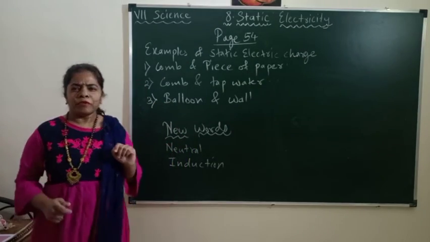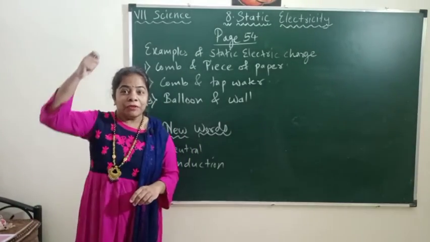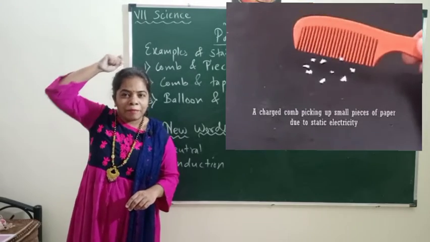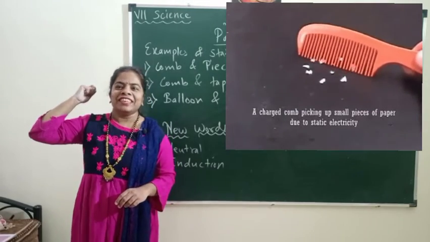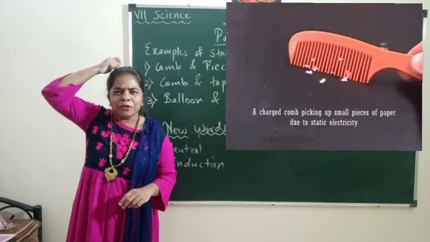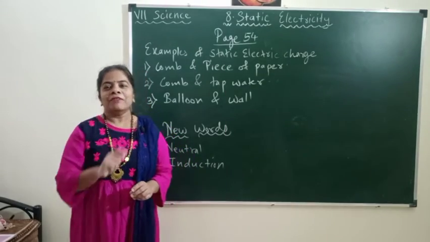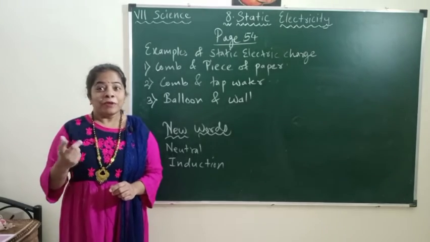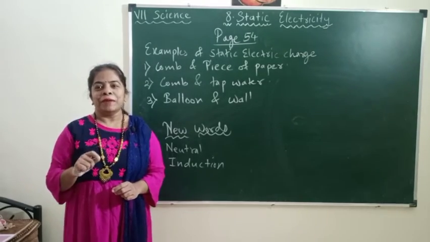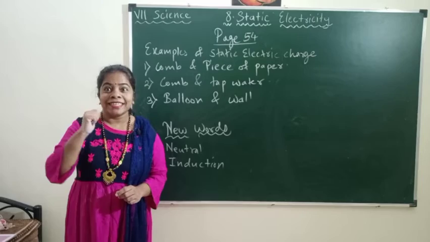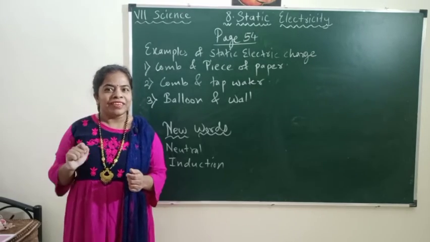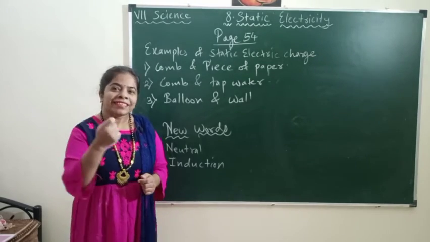One best example of electric charge, children: when you take a comb or your scale and rub it on your hair, and then bring it near bits of paper, you have done this many times. What happens? Those bits of paper get attracted to the scale or comb. We always try it with a scale.